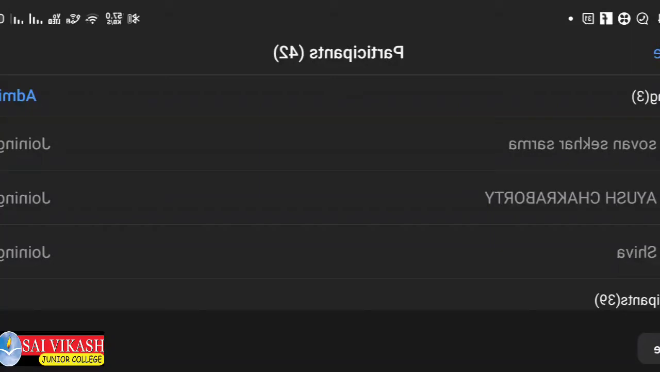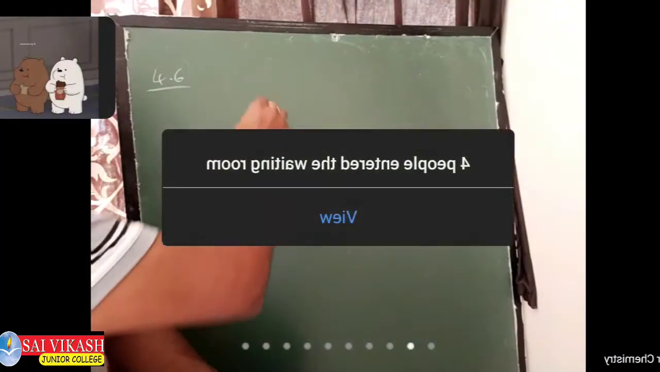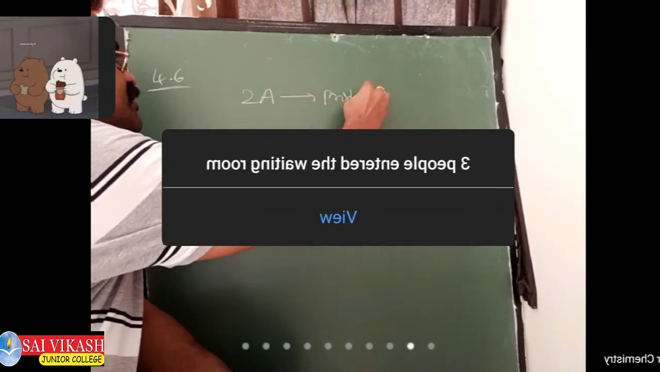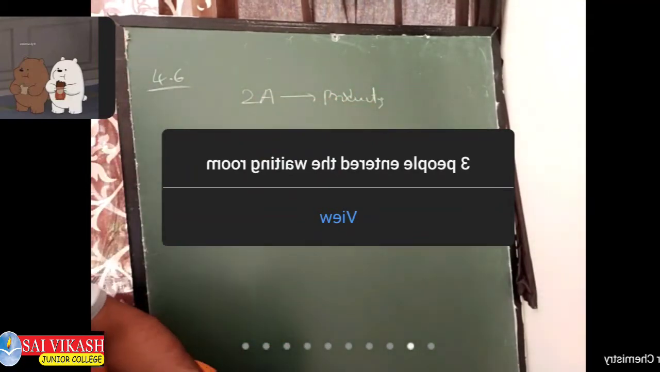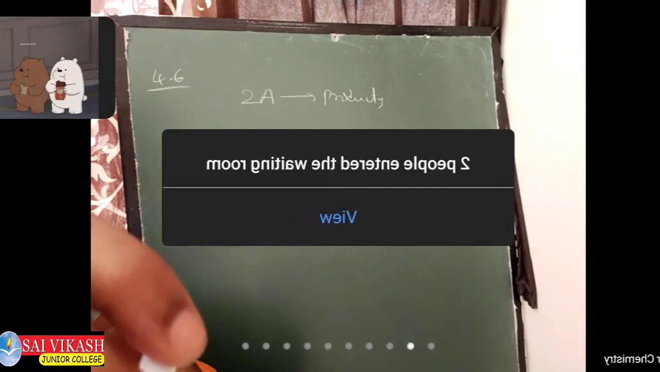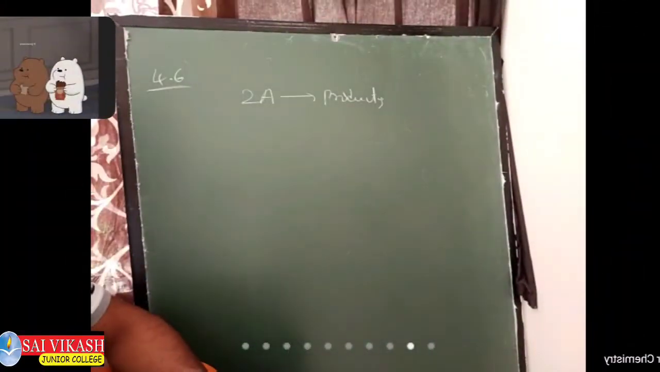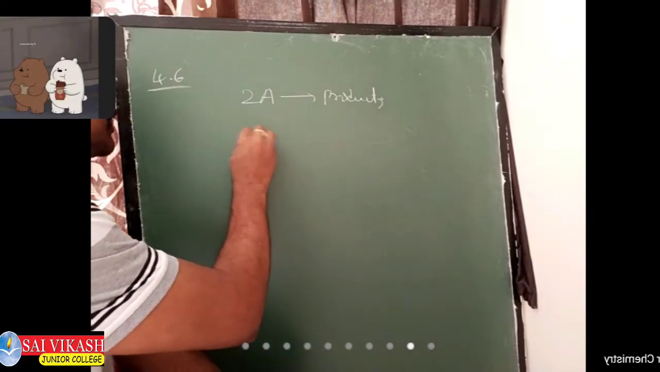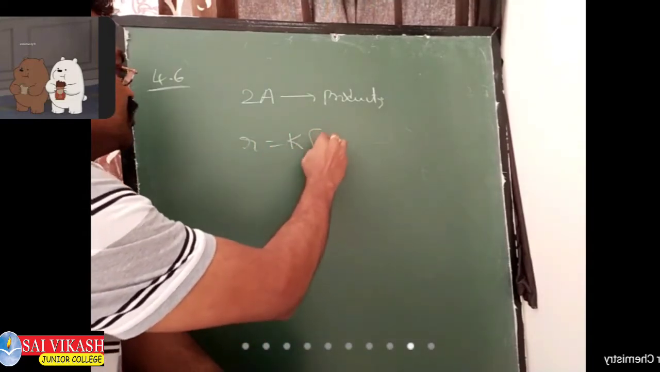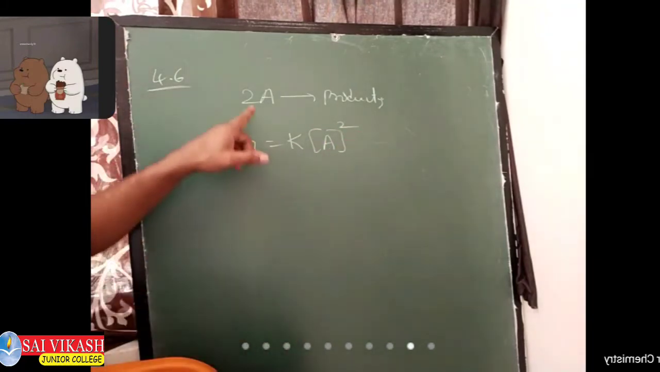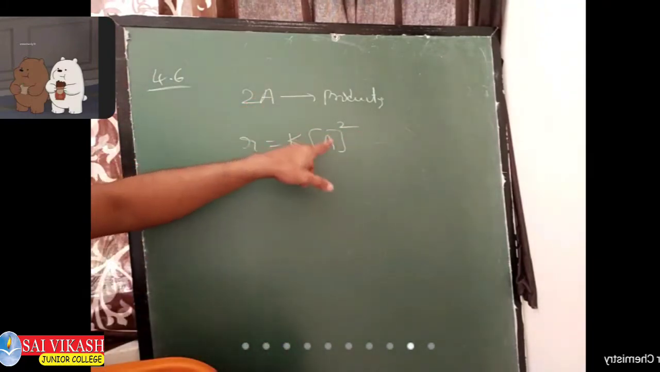Second order with respect to a reactant means the reaction should be like this: 2A gives products. This is actually the meaning of second order with respect to a reactant. So let's write the rate equation for this. The rate equation: R is equal to K into molar concentration of A squared. Whatever the coefficient, it goes to the power.